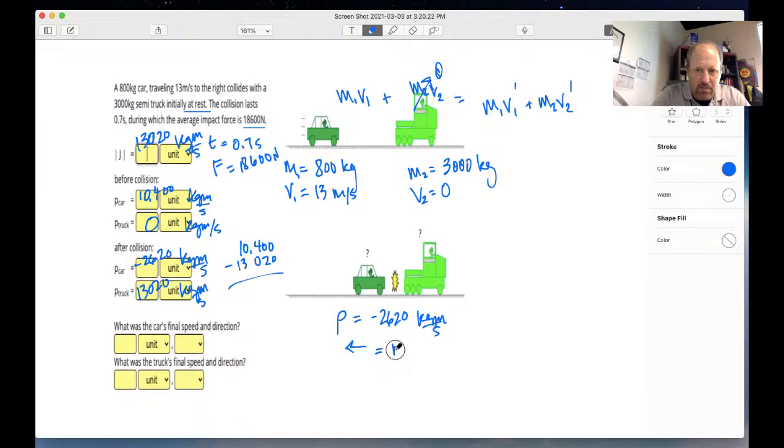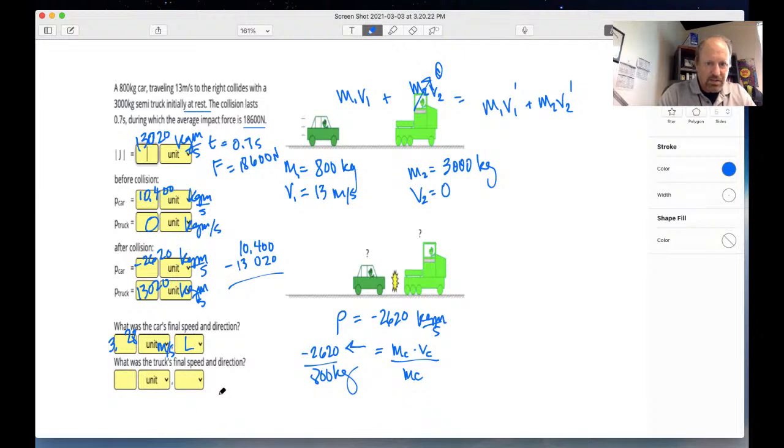And that's equal to the mass of the car times the velocity of the car. So this is 2,620. Negative means left facing, so the mass of the car is 800 kilograms. So 2,620 divided by 800 equals 3.275 meters per second to the left. So 3.28 meters per second left.